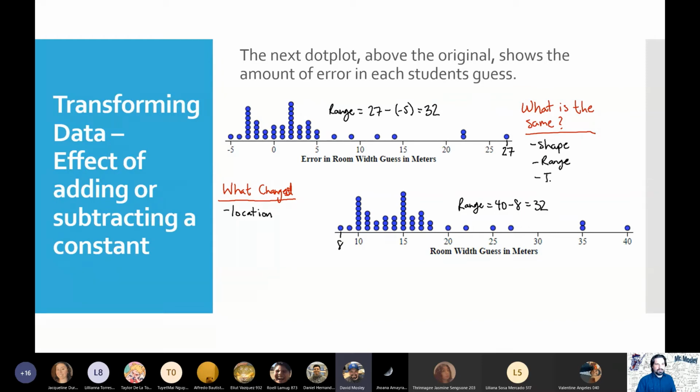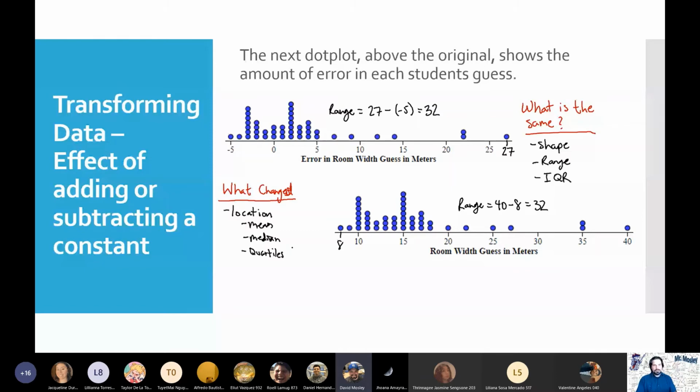This also means that our interquartile range will stay the same. As far as the value between Q1 and Q3, the number of units between those two is going to be the same between both distributions. Right? What changed is location, right? Location of the mean, the median, right? The quartiles. The locations of these things all shifted based on the fact that we subtracted 13 from everything, essentially.